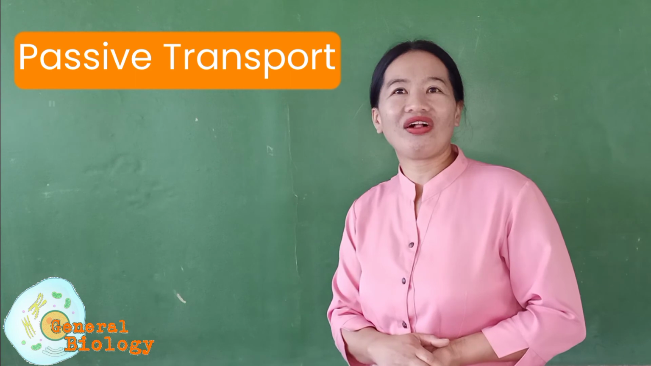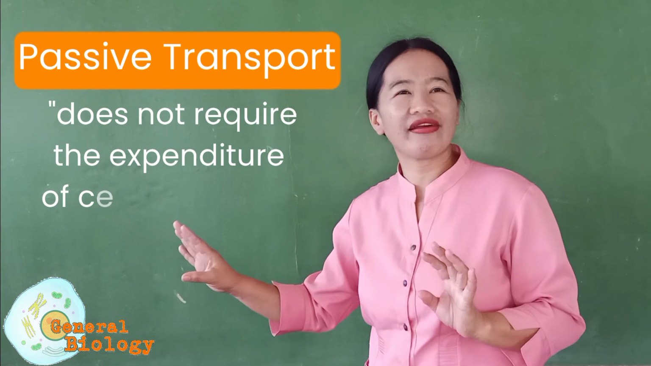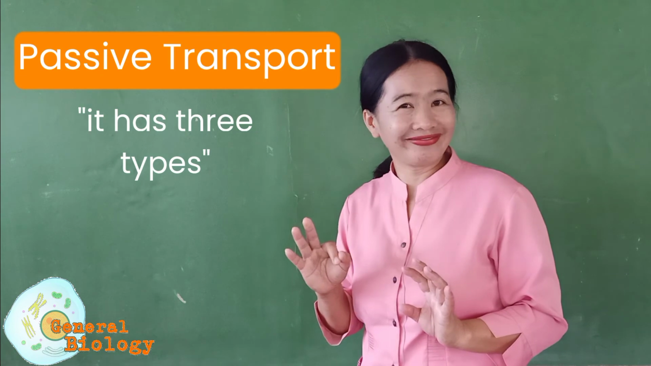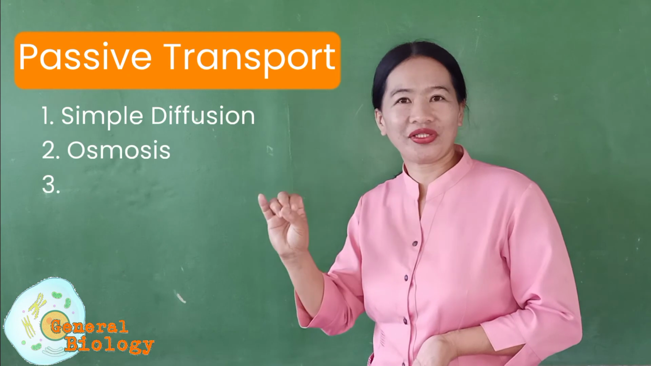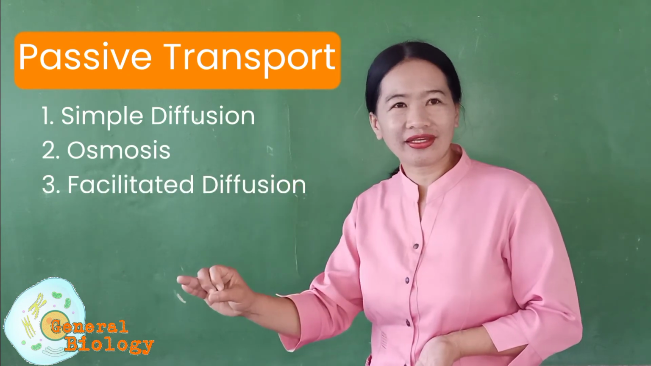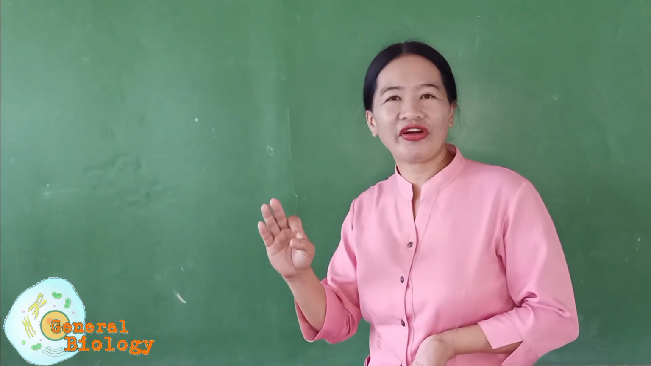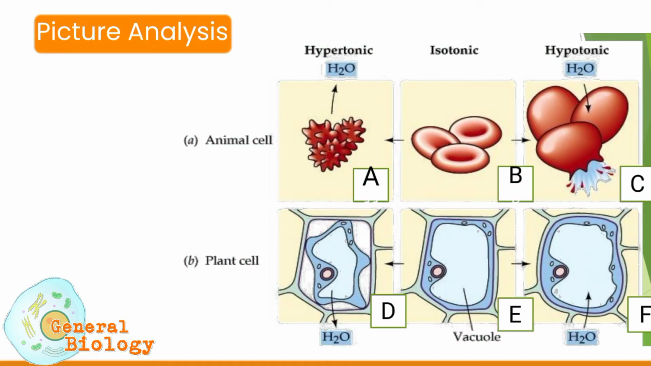Again, let's recall that passive transport does not require the expenditure of cellular energy and that it has three types. What are these again? That is right. These are simple diffusion, osmosis, and facilitated diffusion. Before we move further, let's consider this picture. The image shows a schematic diagram of osmosis in plant and animal cells. Let us analyze this picture.